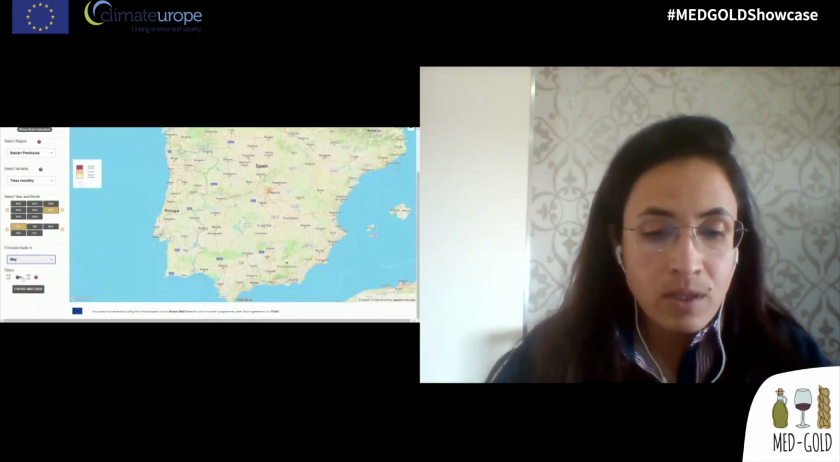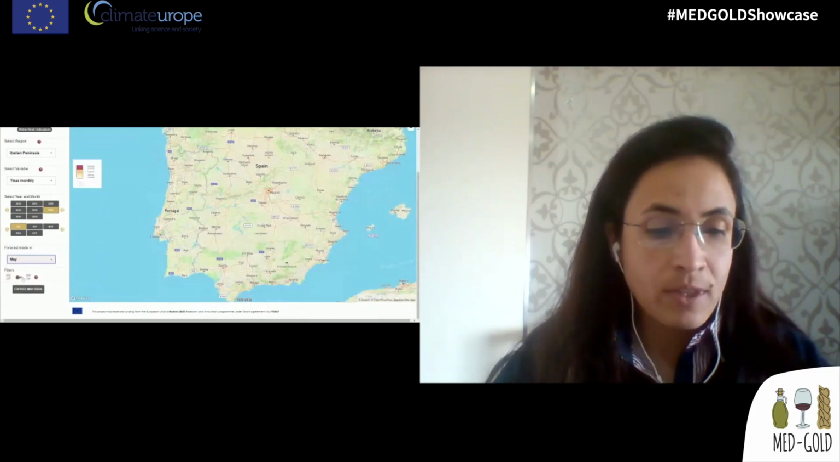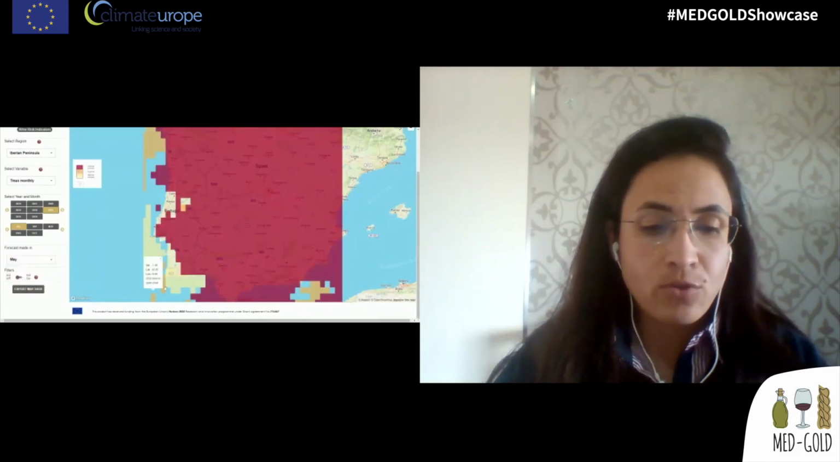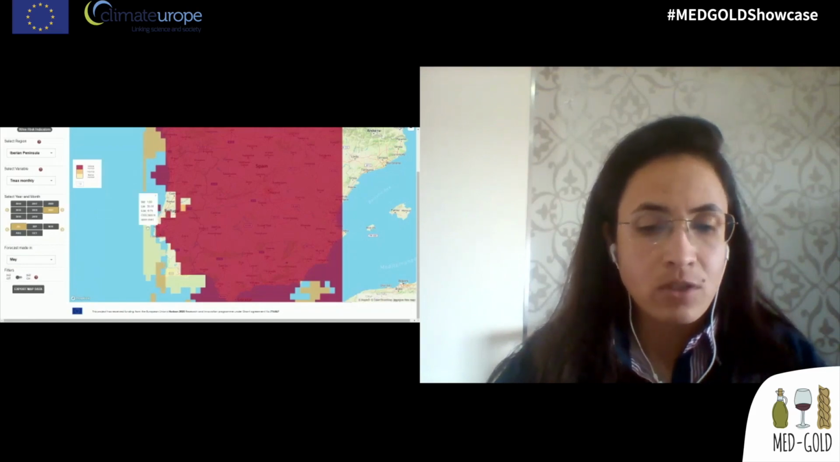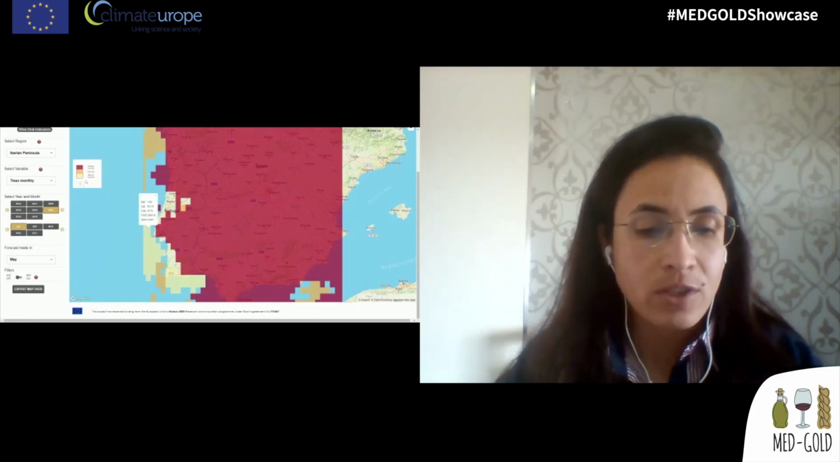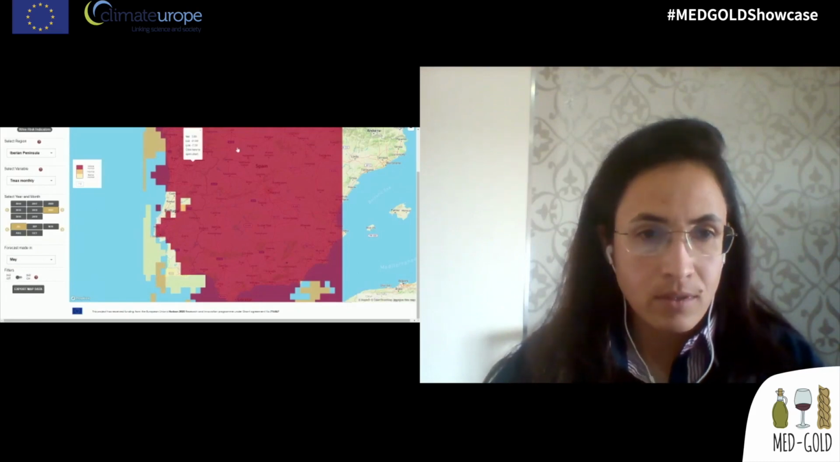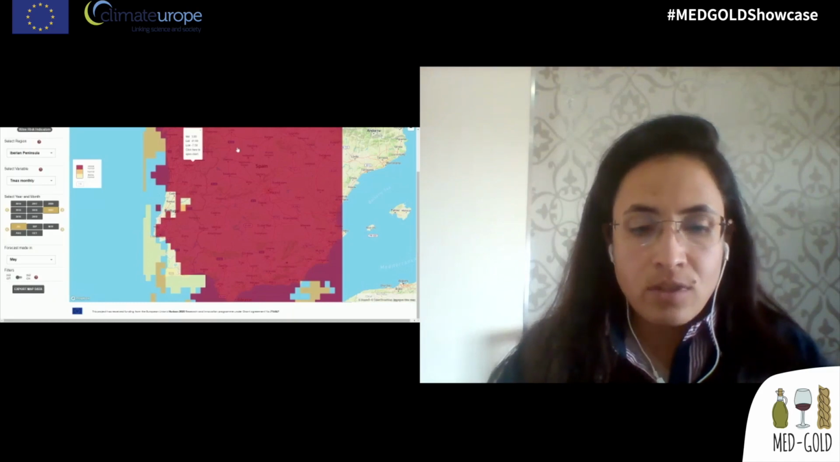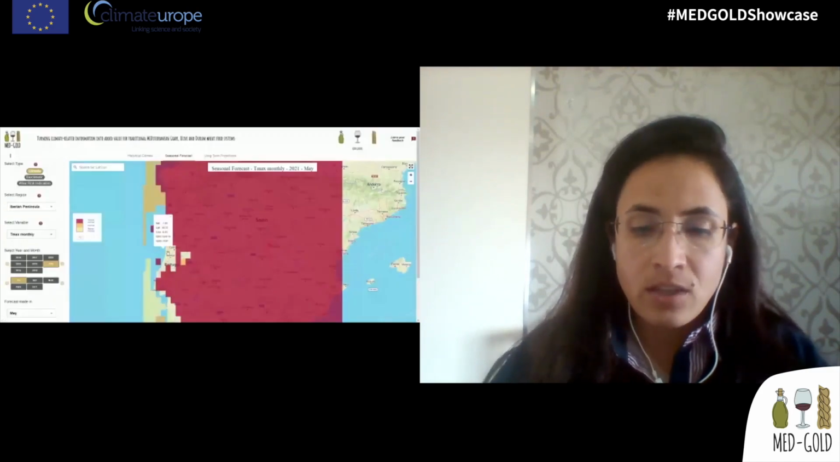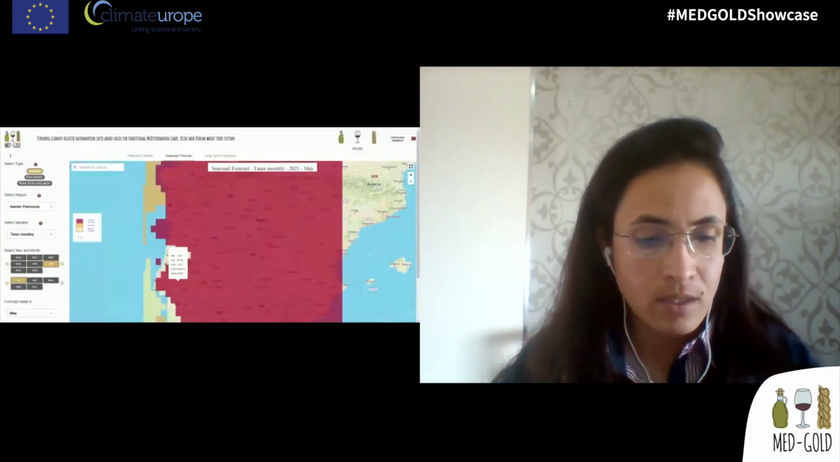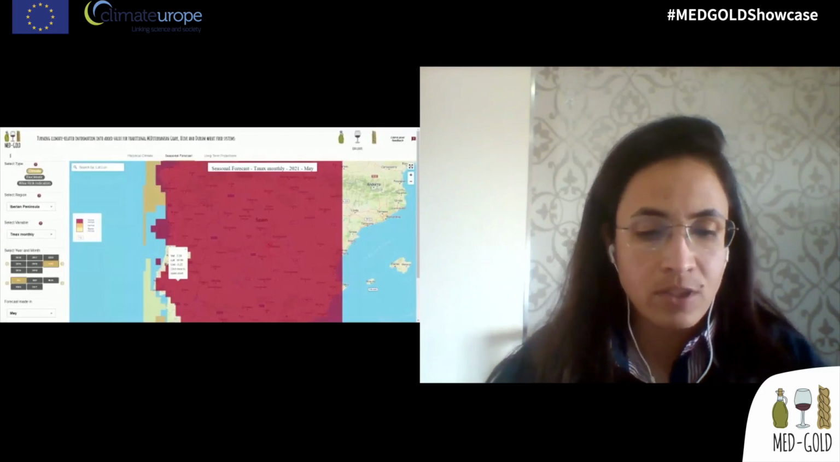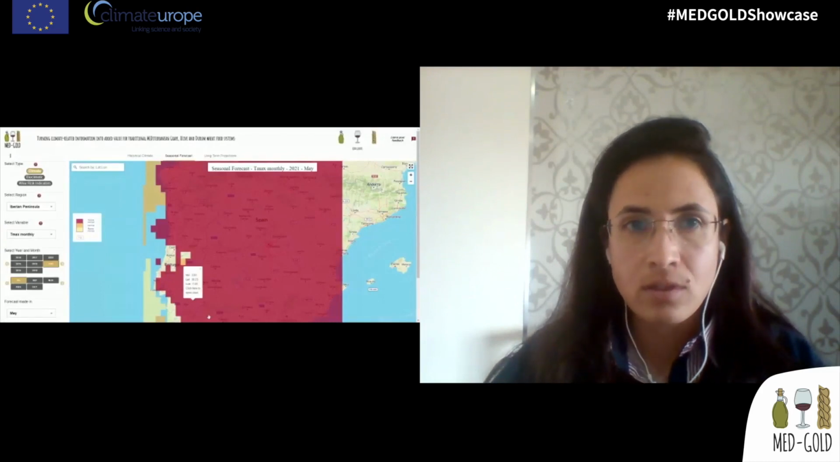That is, in May, the forecast for July would be that the maximum temperature would be above the average of the climatological normal in practically all of Portugal. To see a specific location, we can click on the map and a graph will appear at the bottom of the screen.